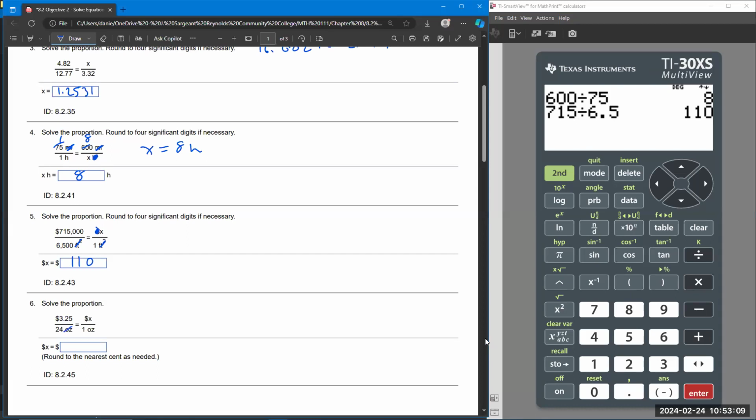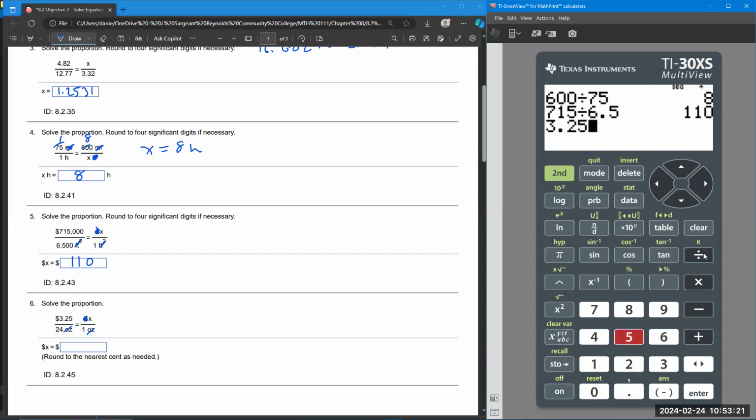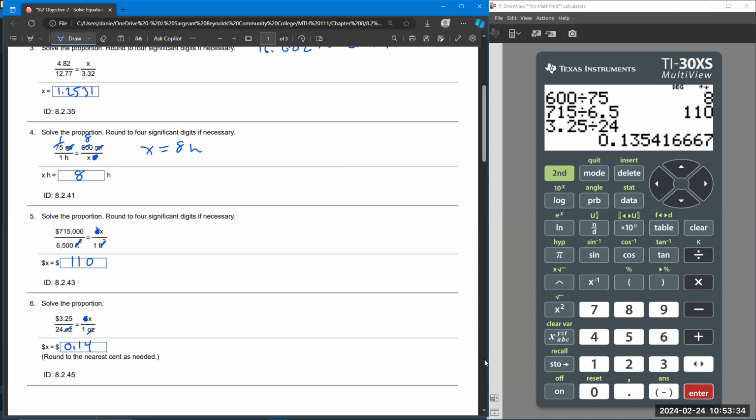Ounces will cancel here. Again, shouldn't have written the dollar sign here. And we just end up with x equals 3.25 divided by 24. And we want to make this the nearest cent, so this is going to be 14 cents.